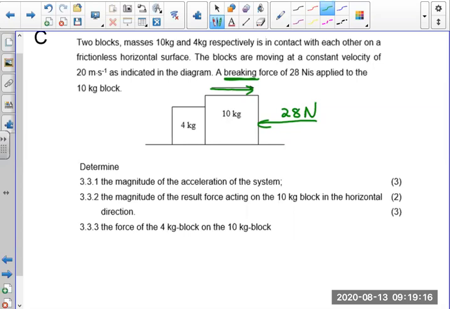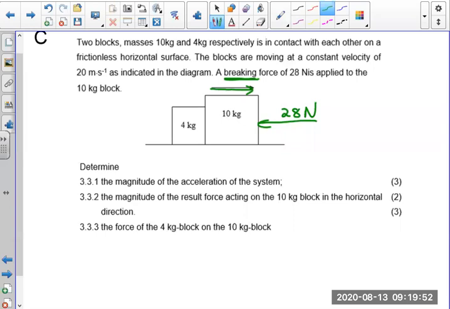Determine 3.3.1, the magnitude of the acceleration of the system. Okay, now they said this object is moving at a constant velocity of 20 meters per second. And now when this force is applied, obviously these objects are going to start to move slower. All right. So when the objects start to move slower, the only force that is working on this object at this stage, what I see is the 28 Newton.